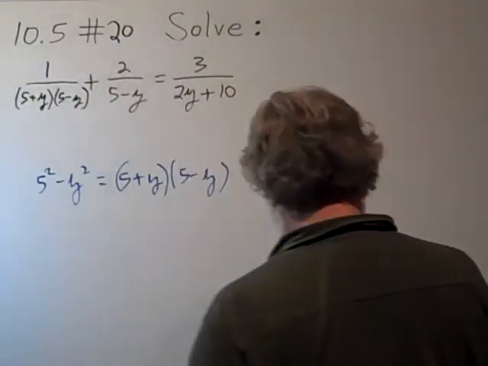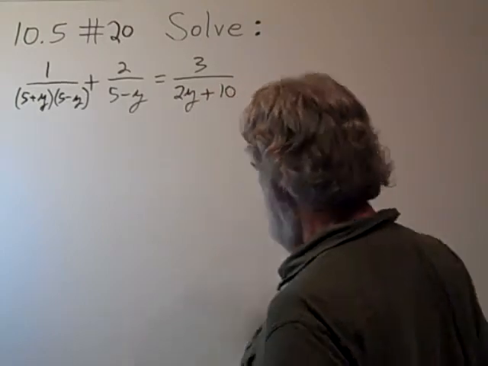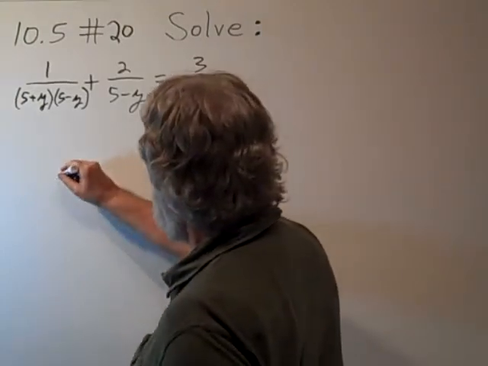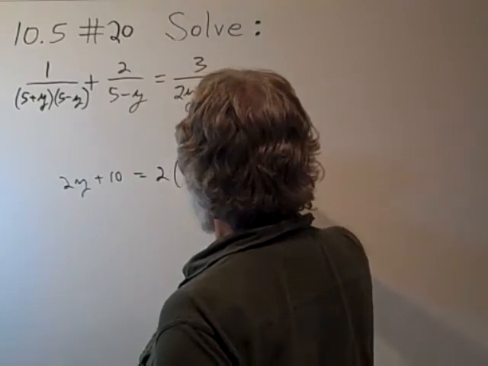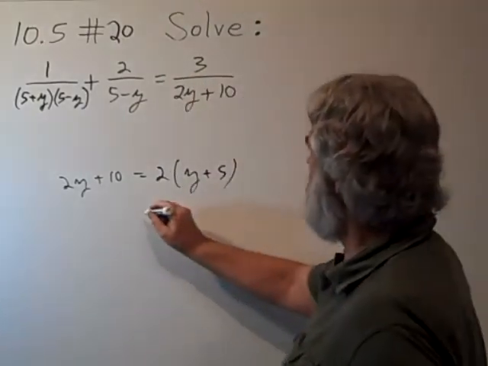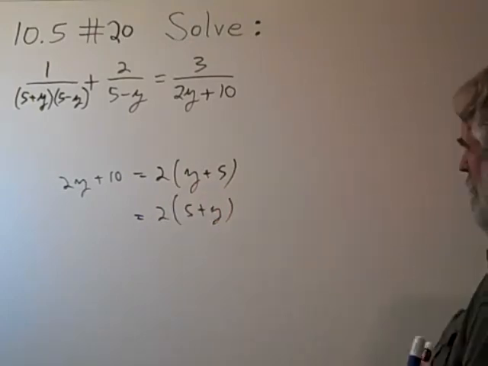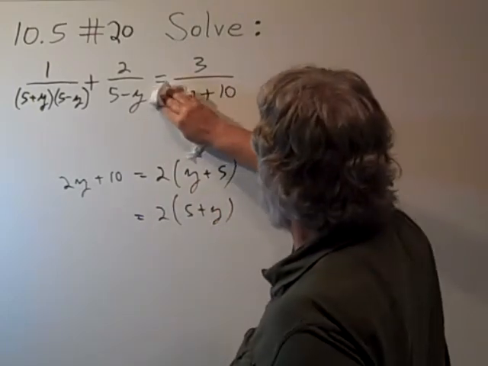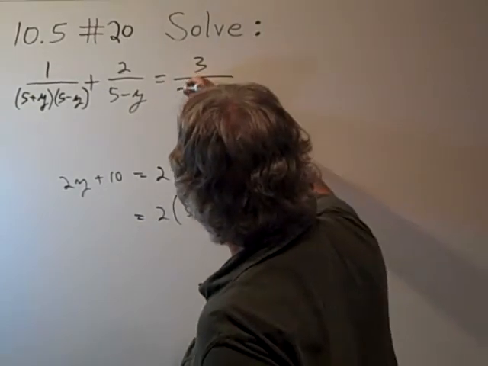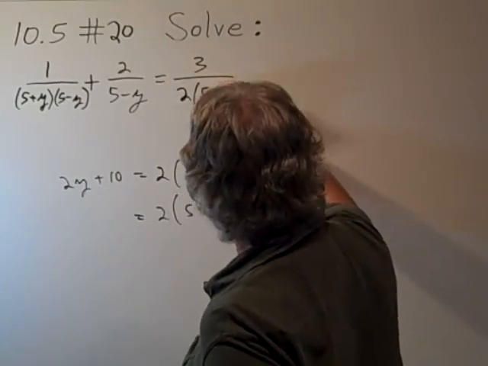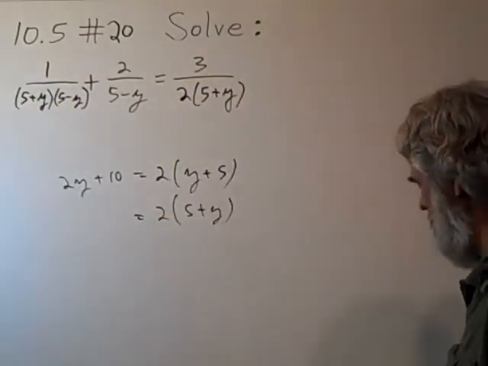And we can also factor the 2y plus 10. 2y plus 10 is 2 times y plus 5, which is also equal to 2 times 5 plus y. And so we can replace this denominator with 2 times 5 plus y, I write it as 5 plus y because I see a 5 plus y elsewhere in the equation.